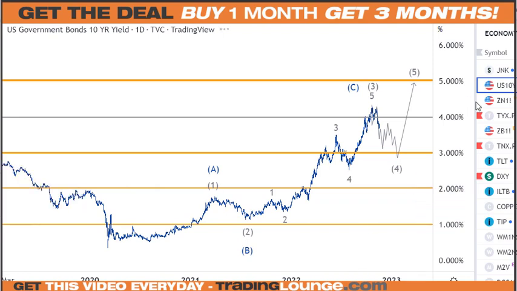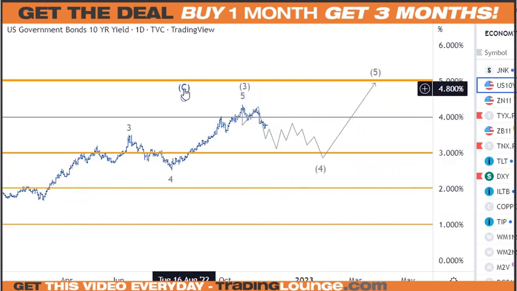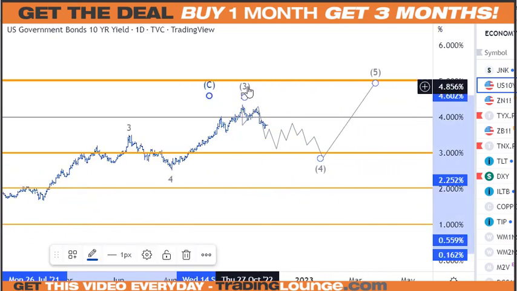And this is the 10-year yields here. So we've just been looking at this in terms of an A wave, a B wave and a C wave up here for the yields. Or we could look at it as 1 and 2 and 1, 2, 3, 4, 5 up here for the third wave and coming back for the fourth wave. So we've either got a top in here or we'll have wave 3.